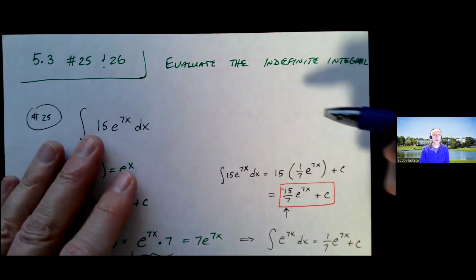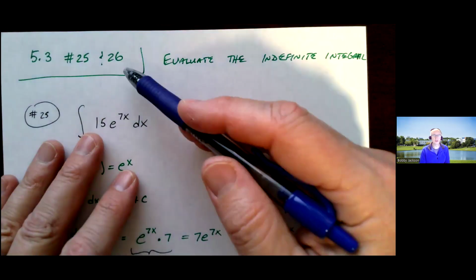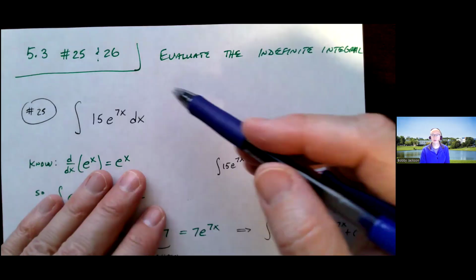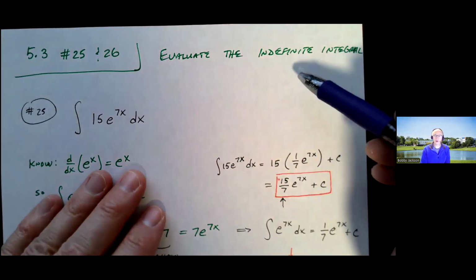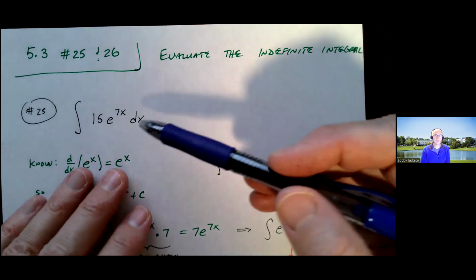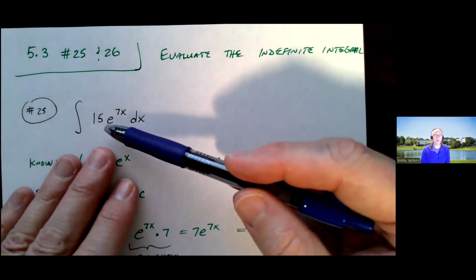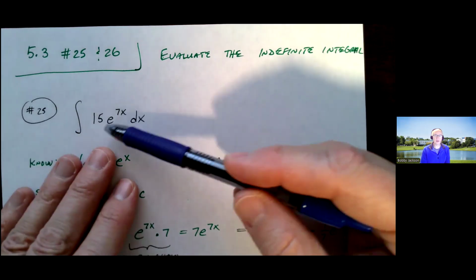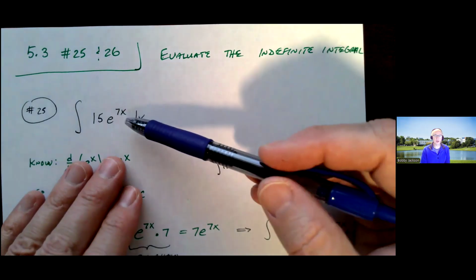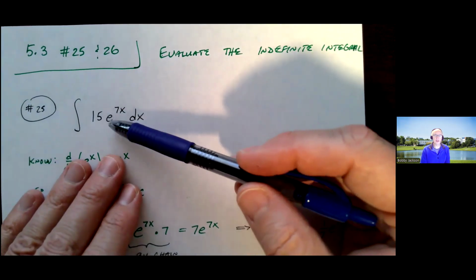All right, we're going to look at two problems, 25 and 26 in section 5.3. Both of them instruct us to evaluate the indefinite integral, and they're related. So 25 is this one. Again, your numbers might be slightly different than this, but the idea will still be the same. Well, notice this is 15e to the 7x.